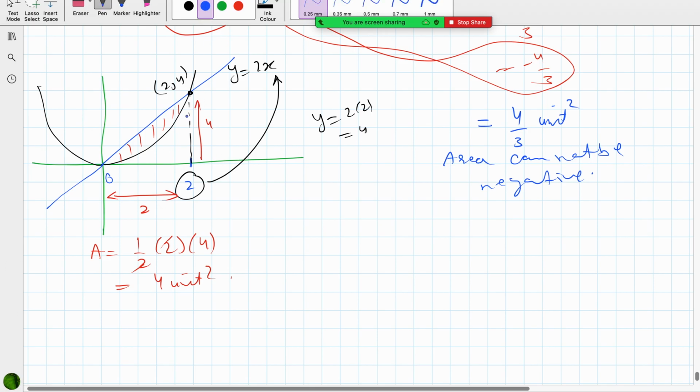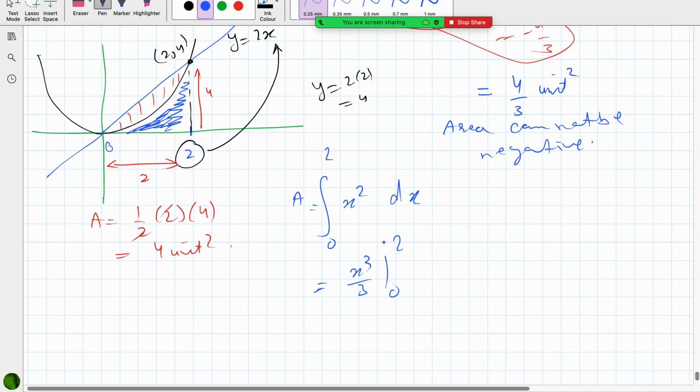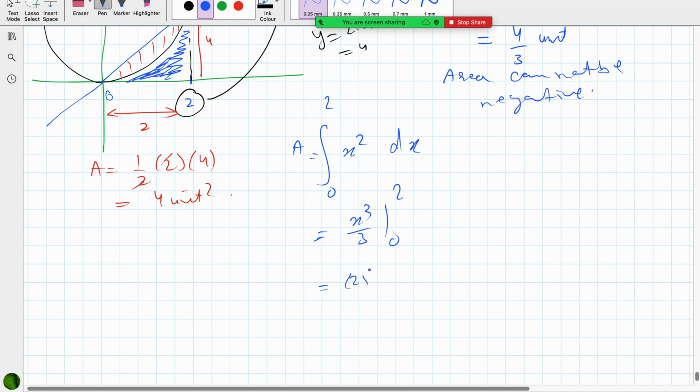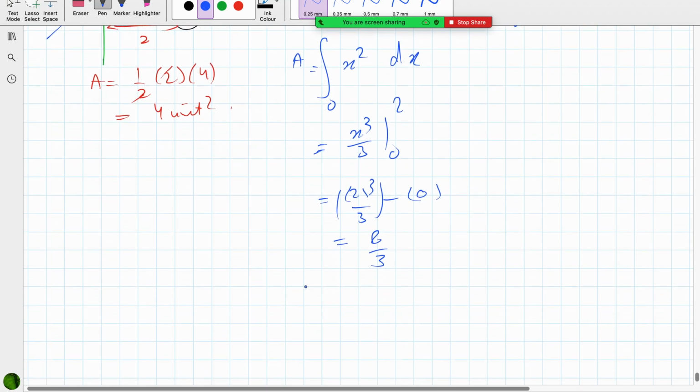And if I decide to subtract this area in blue from the triangle, I'll be having the area between two curves. Now I'm finding the area under the curve, which is x square dx from 0 to 2. So this is x cube over 3, 0 to 2, and we already know that upper limit minus lower limit is 8 by 3.